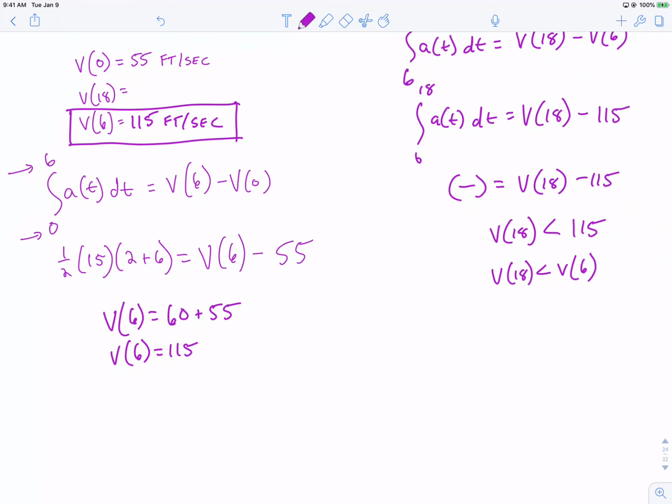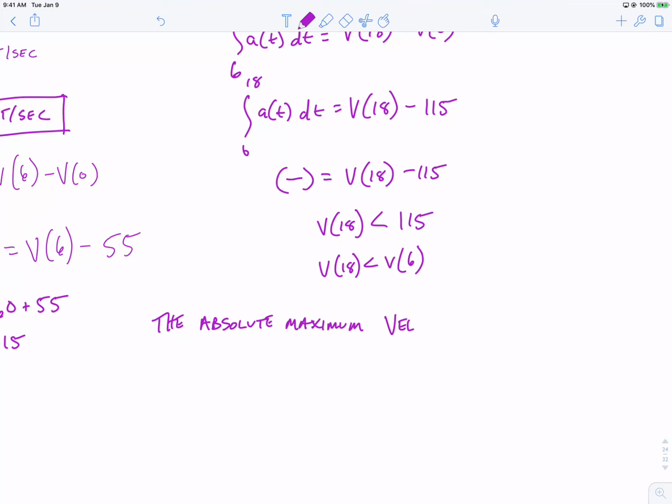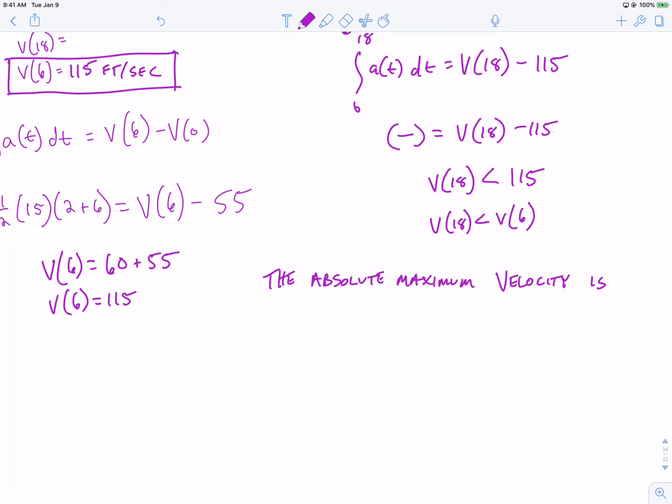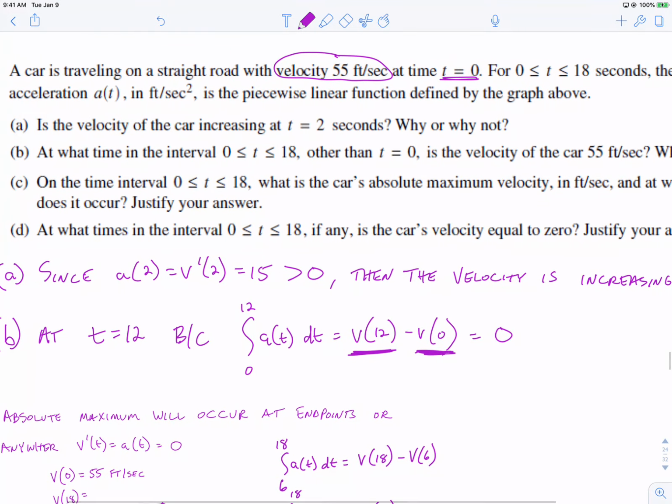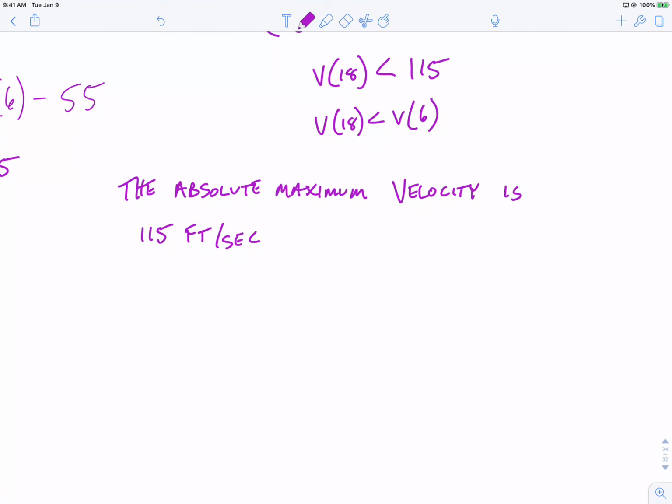So we're going to answer the question, the absolute maximum velocity is 115 feet per second. Let me make sure I answered what they wanted. Did they say what is? On the timer, what is the car's absolute maximum velocity and what time does it occur? Which occurs at t equals 6 seconds.